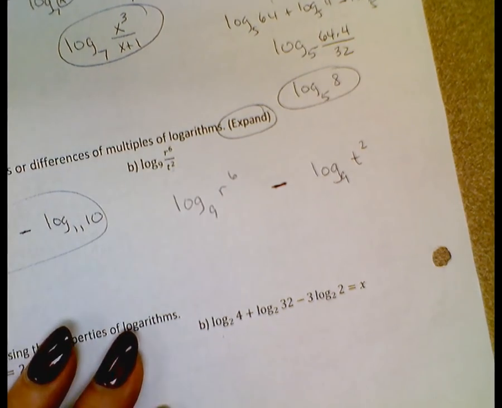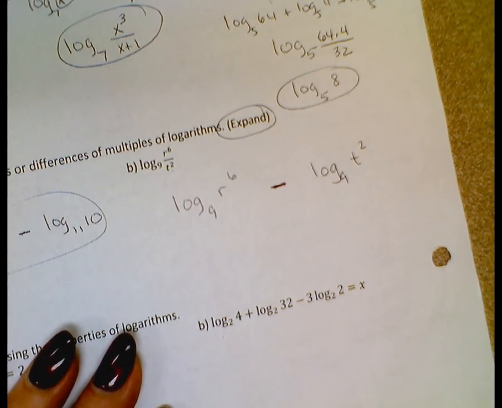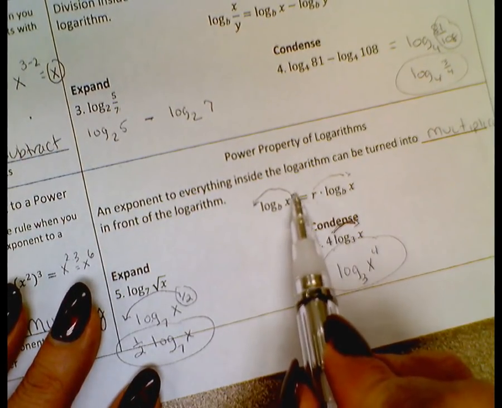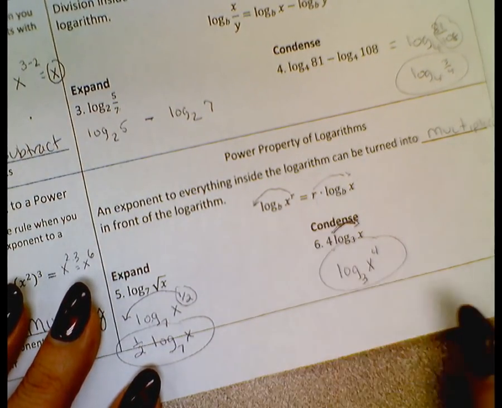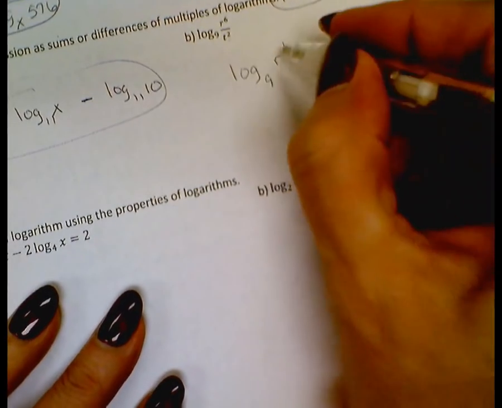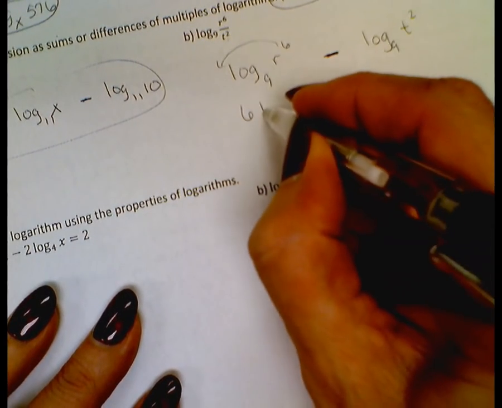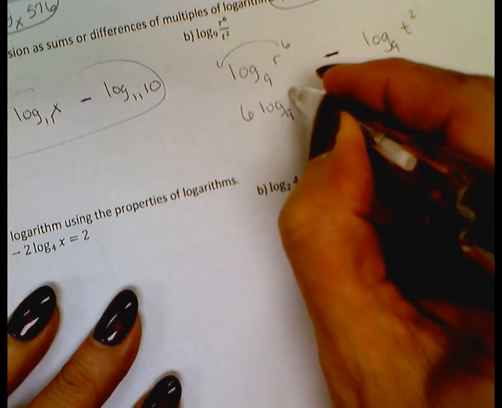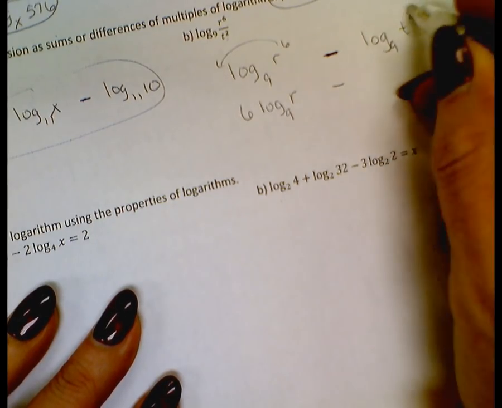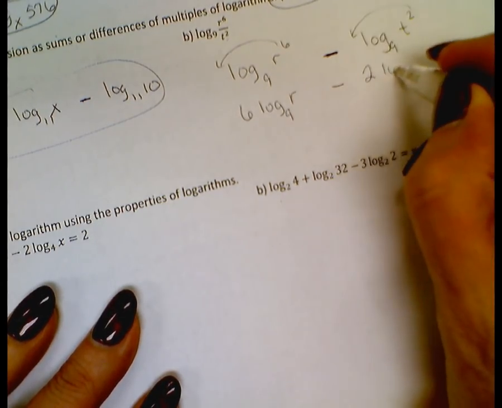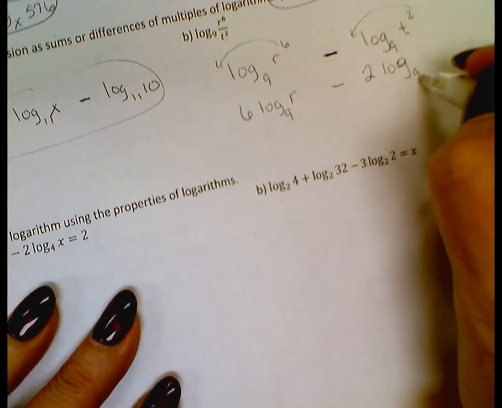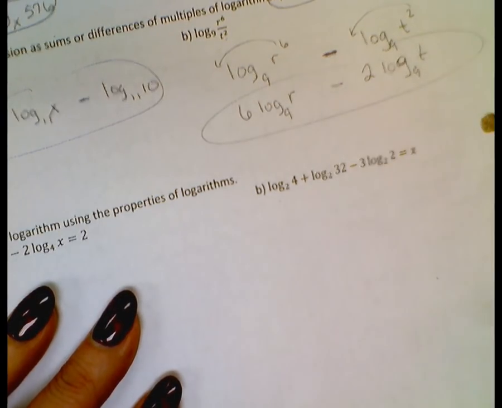Now, you would be done if you didn't have any exponents in this problem, but because you have exponents, we're doing this property. So if you have an exponent, it's going to come out front like this. So we're going to bring the 6 out front, make it 6 times log base 9 of r minus, bring the 2 out front, 2 times log base 9 of t. And that's your answer.